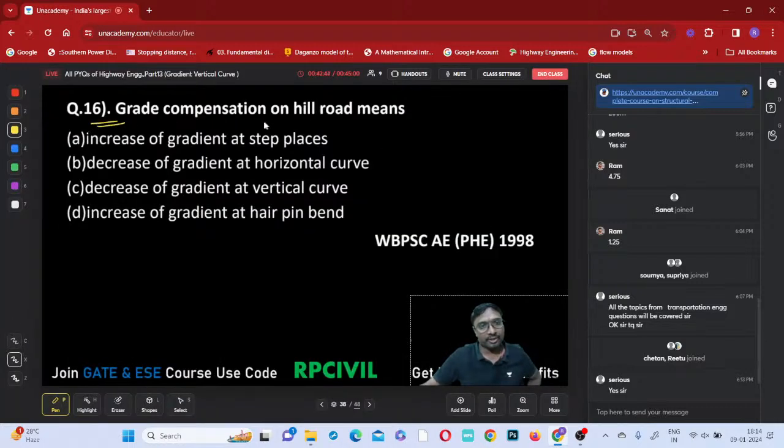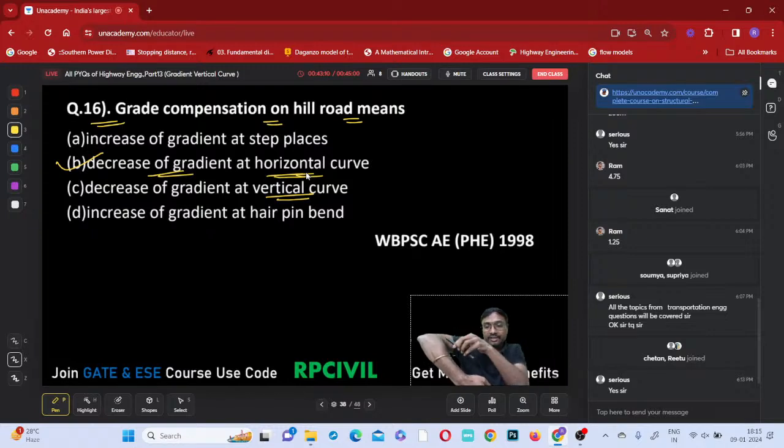Grade compensation on hill roads means a decrease of the gradient. Is it a vertical curve or a horizontal curve? It is a horizontal curve. You have to be careful. We go for grade compensation whenever there is a horizontal curve associated with gradient, because of the horizontal curve resistance, so we reduce the gradient.